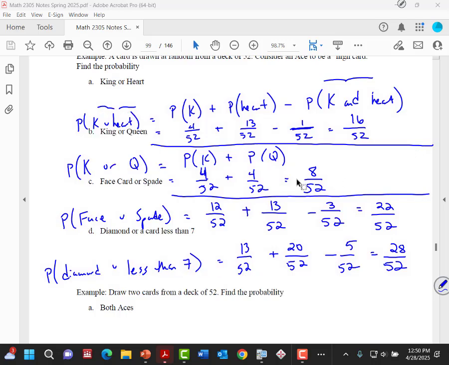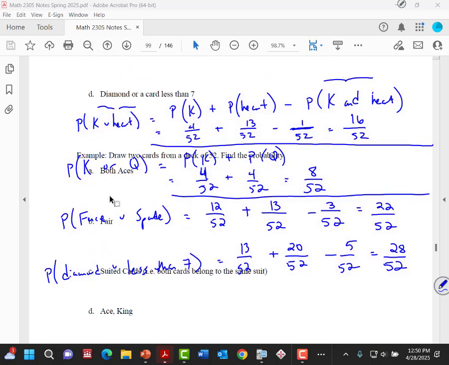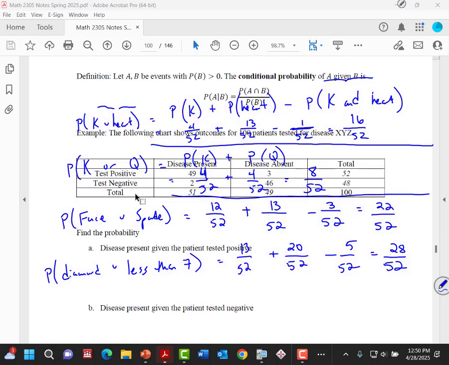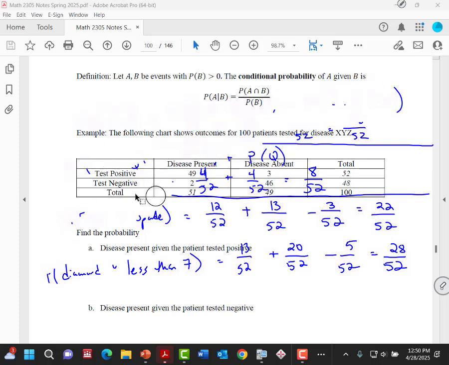Okay, let's move on to something called conditional probability.